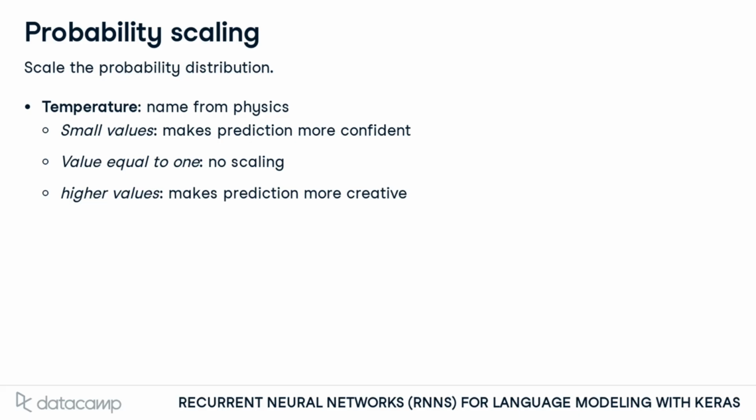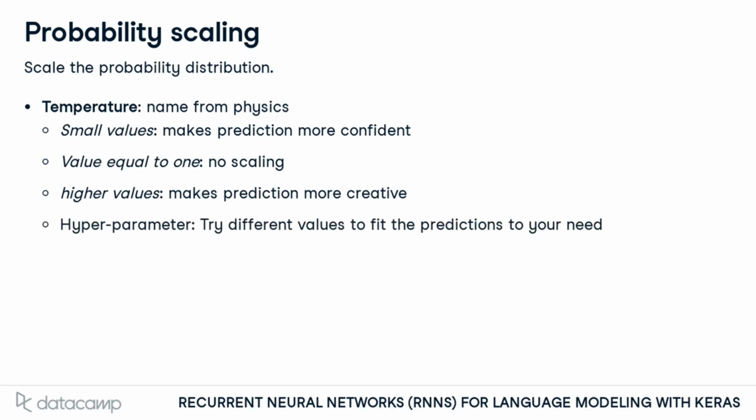For higher values of temperature, the model starts to use different words because it makes the probability distribution smoother. This means that the higher the value of temperature, the more equal the probabilities become. This leads to more creative outputs using words other than the expected one, but also leads to more mistakes. The temperature is a hyperparameter, meaning that you can try different values to see how it changes the predictions or leave it with the default value of 1.